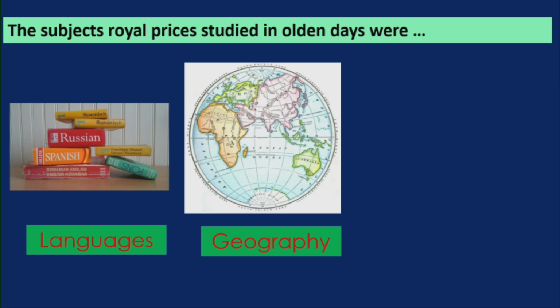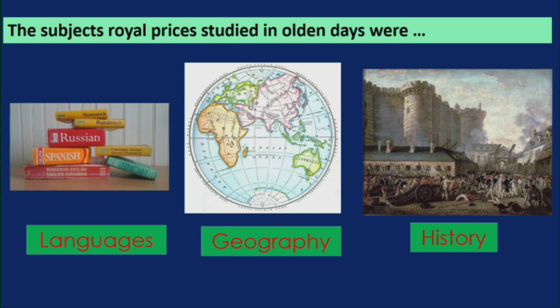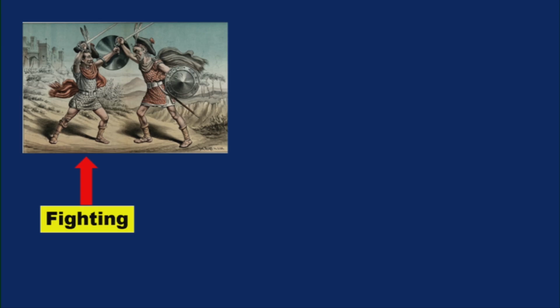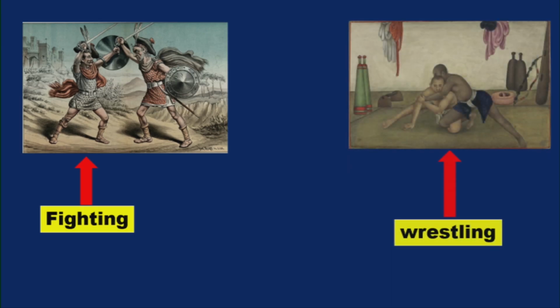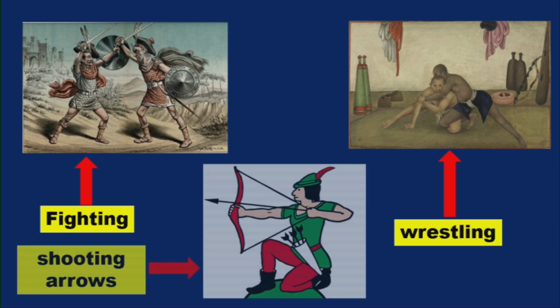And also geography. Geography talks about earth and its features. And also they used to study history. History is knowing something about the past. Apart from these 3 subjects, they were also taught some arts like fighting, wrestling and even shooting arrows.